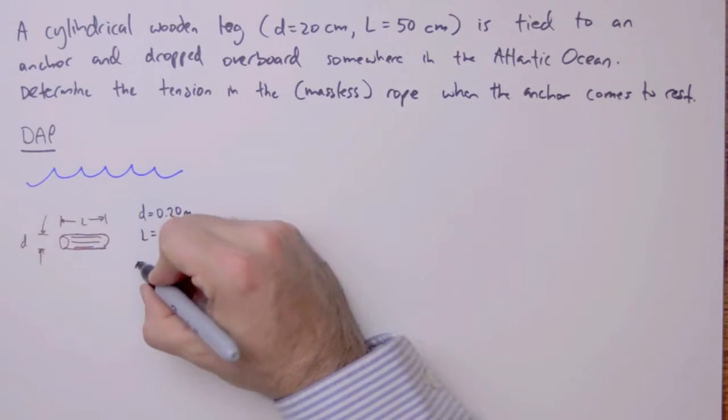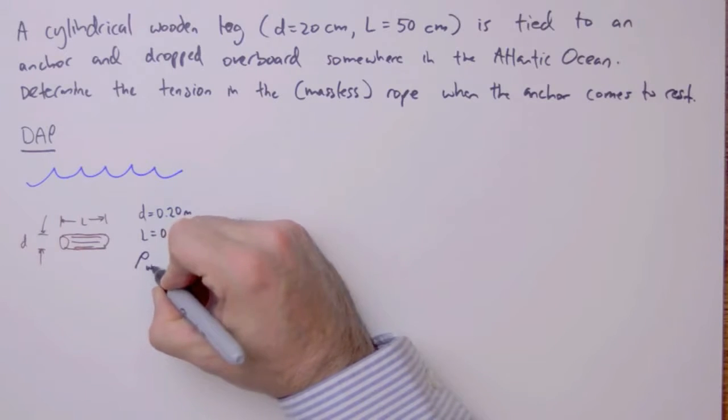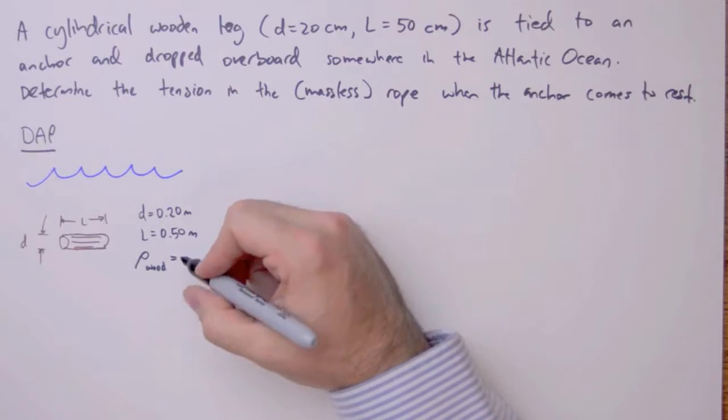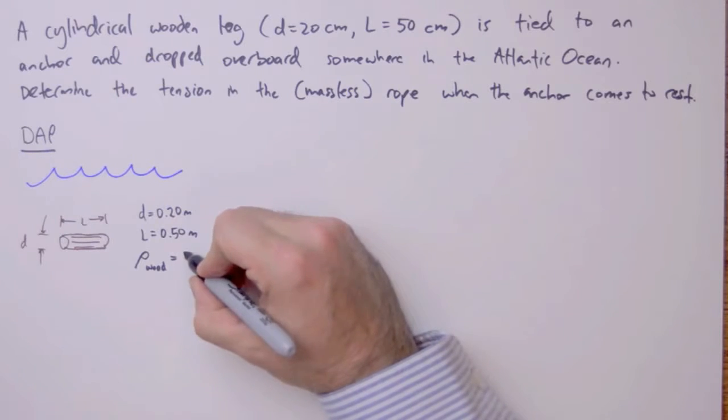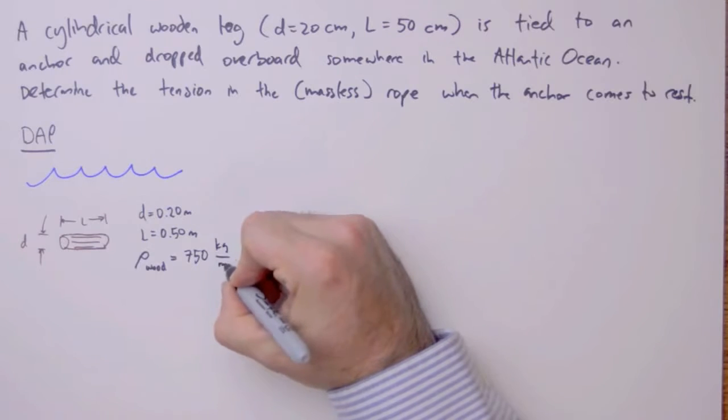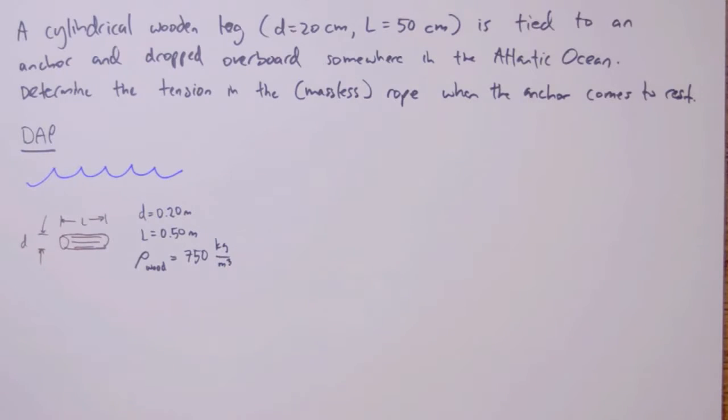And we might as well indicate the density of our wood. This is going to be a hardwood. So the density, this might be given, or you could find it in the back of a book. It's going to be 750 kilograms per cubic meter.